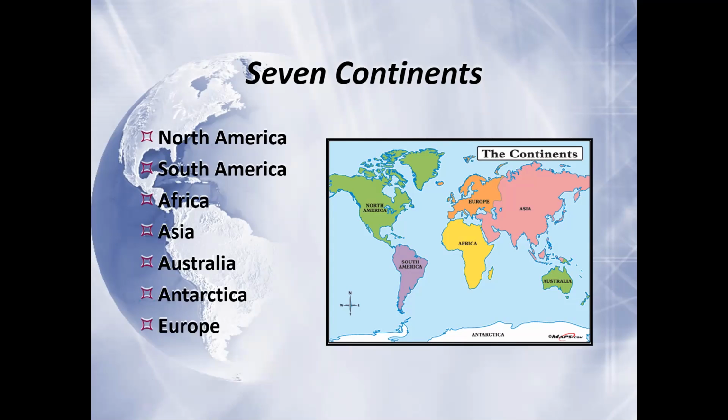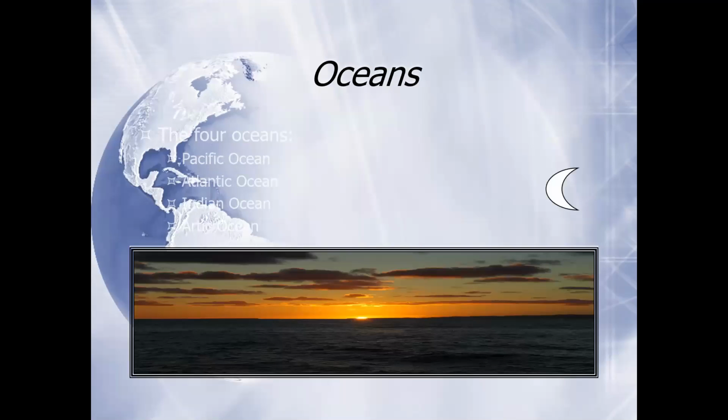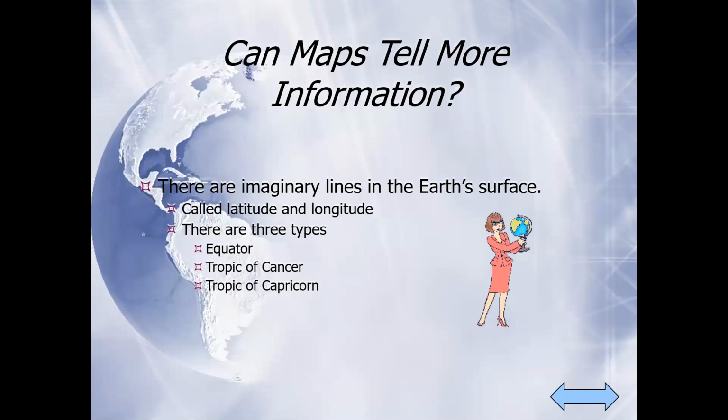We have already discussed the continents and oceans. So can maps tell more information? Yes, because, as I have told you, there are imaginary lines on the Earth's surface. These are called latitude and longitude. So there are three types. In this lecture, I'm just going to cover the basics, and in the next lecture, I will tell you some more details about some other lines. But today, we will limit the lecture to Equator, Tropic of Cancer, and Tropic of Capricorn.